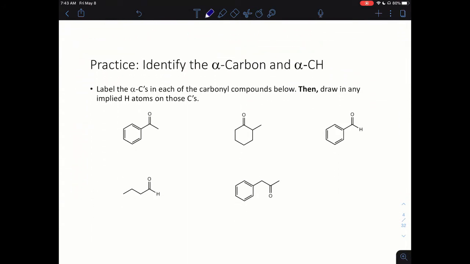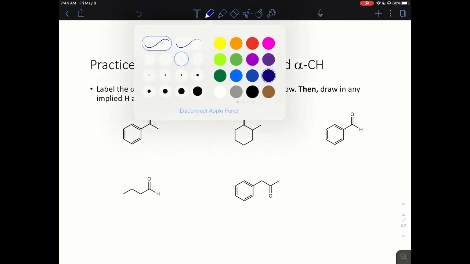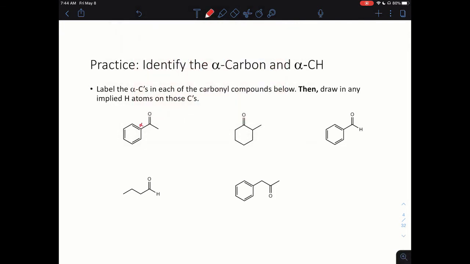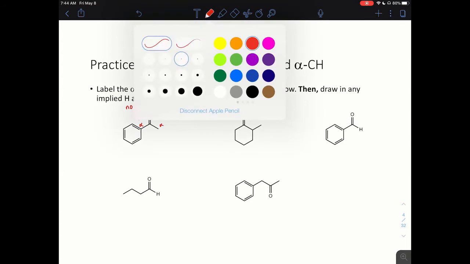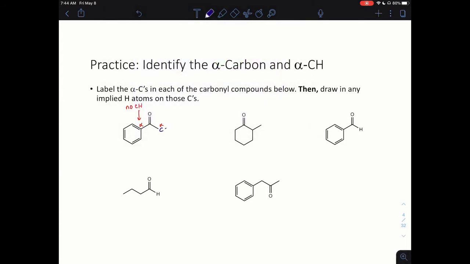Now that we've reviewed these key terms, let's practice identifying the alpha carbons for each of these carbonyl compounds. Please then draw in any implied hydrogens on those alpha carbons. Last chance to pause. So this first molecule has 2 alpha carbons. This alpha carbon has no alpha CHs, but the other one has some alpha CHs, so it has 3 of them.